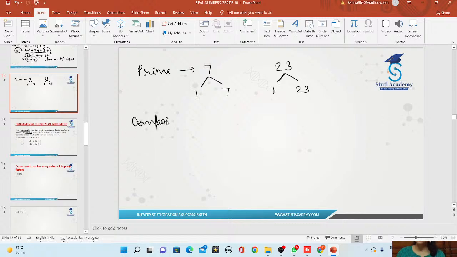And then come composite numbers. Composite numbers are those numbers which are not prime numbers.